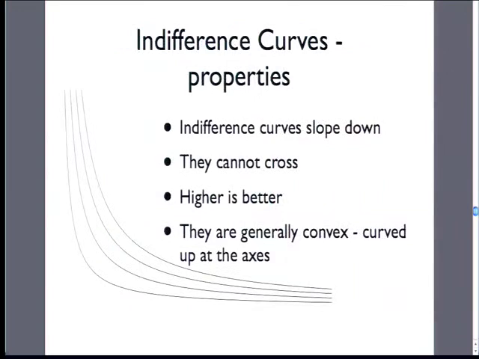So there's our first view of the lines. They slope downward. You're trading off between the two things. They cannot cross. It's impossible mathematically. So we're supposing that they will never cross. The higher line that you're on is a better line to be on.